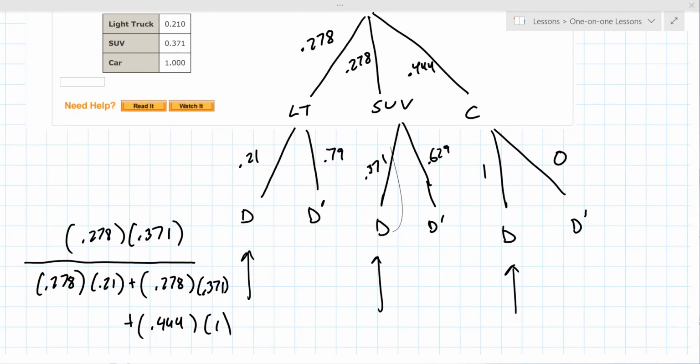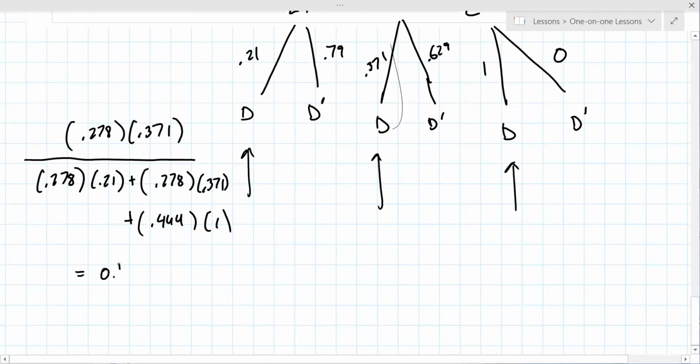All right, so the number I get here for your answer is 0.1703. All right, move to question 7.